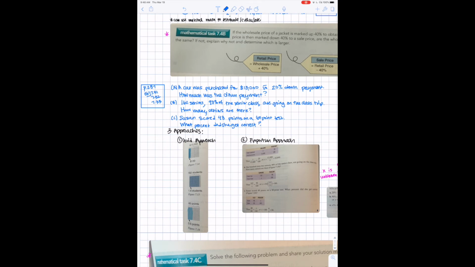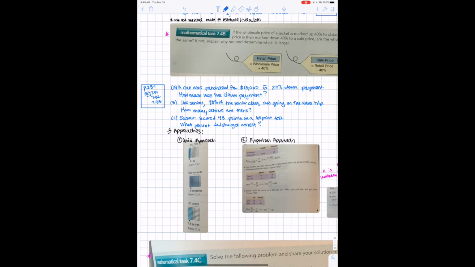So here are the 3 problems. The first one is a car was purchased for $13,000 with a 20% down payment. We want to know how much that down payment was. The second problem is we have 162 seniors going on a class trip, and we know that's 90% of the senior class. And so we want to know how many seniors in total there are. And the third problem, part C, says we have a student that scored 48 out of 60 points on a test, and we want to know what percentage she got correct.